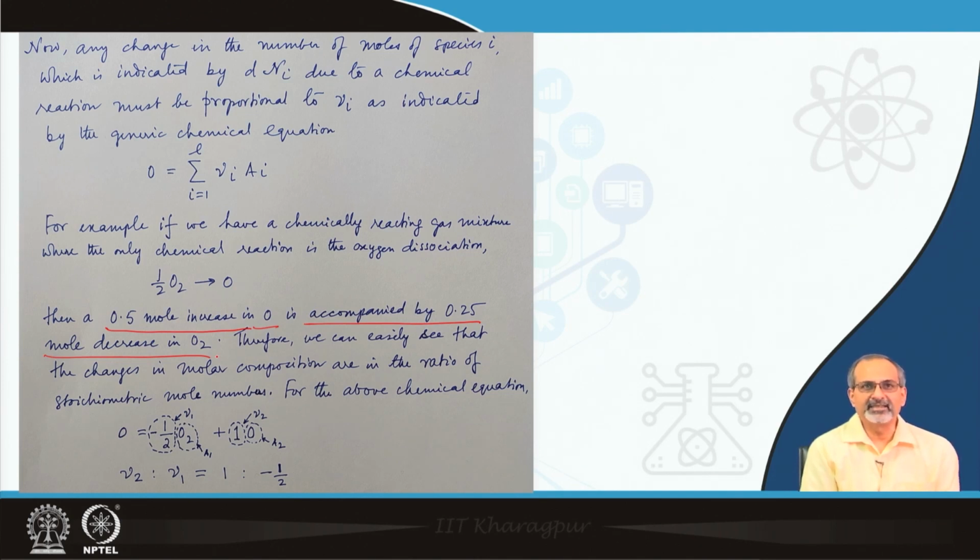Therefore, we can easily see that the changes in the molar composition are in the ratio of stoichiometric mole numbers. So, for this above equation, for example, you see that nu 2 is to nu 1 is equal to 1 is to minus half. So, if the equation contains more number of reactants as well as products, the principle will just get extended.